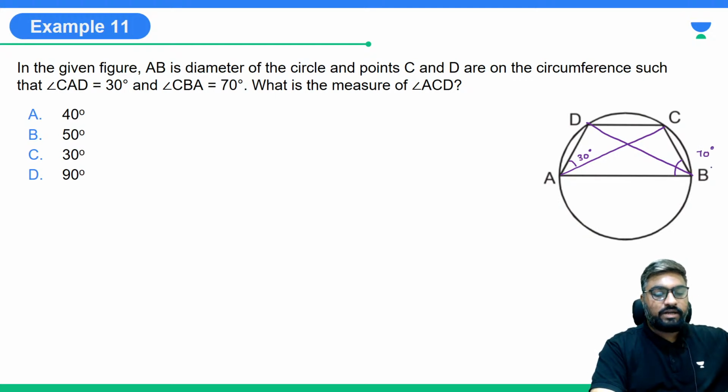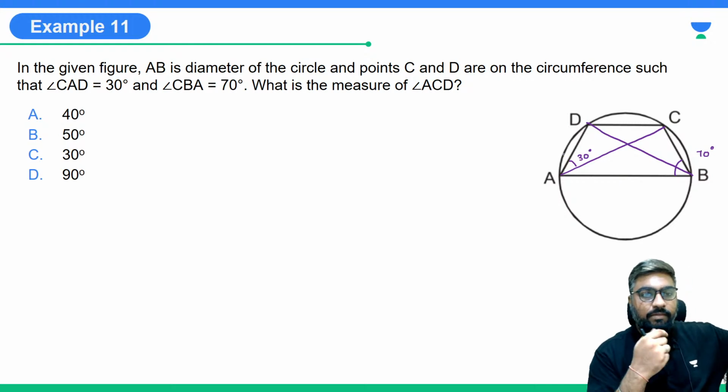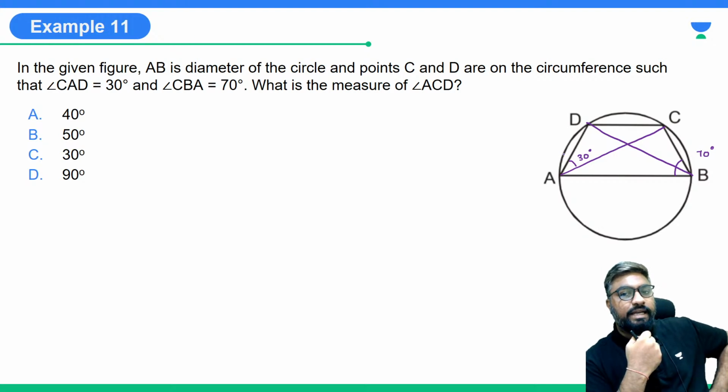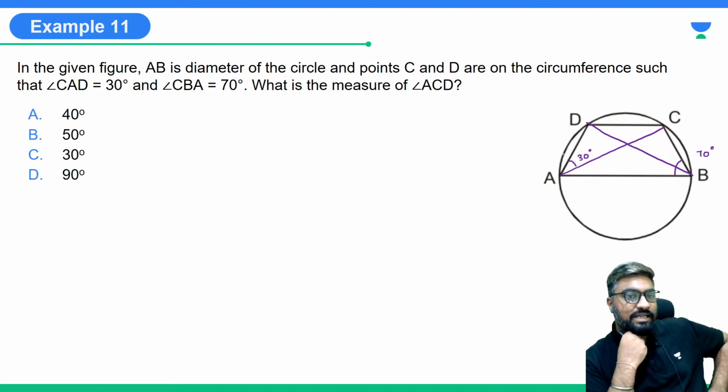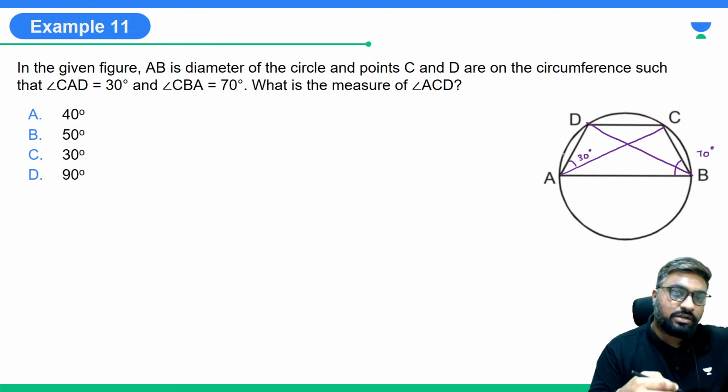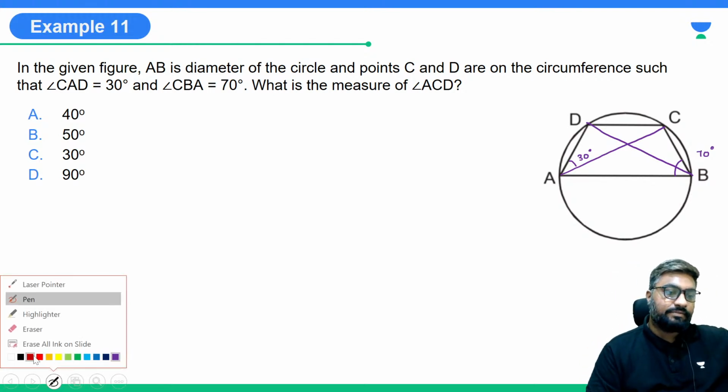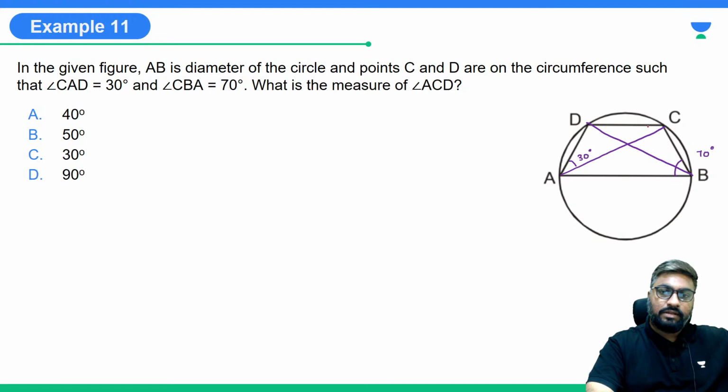This is what is given to us, guys. AB is a diameter. C and D are points on the circumference. CAD is 30 degrees, they are saying. CBA is 70 degrees. They want us to find out the measure of ACD, this angle. How much will this be?